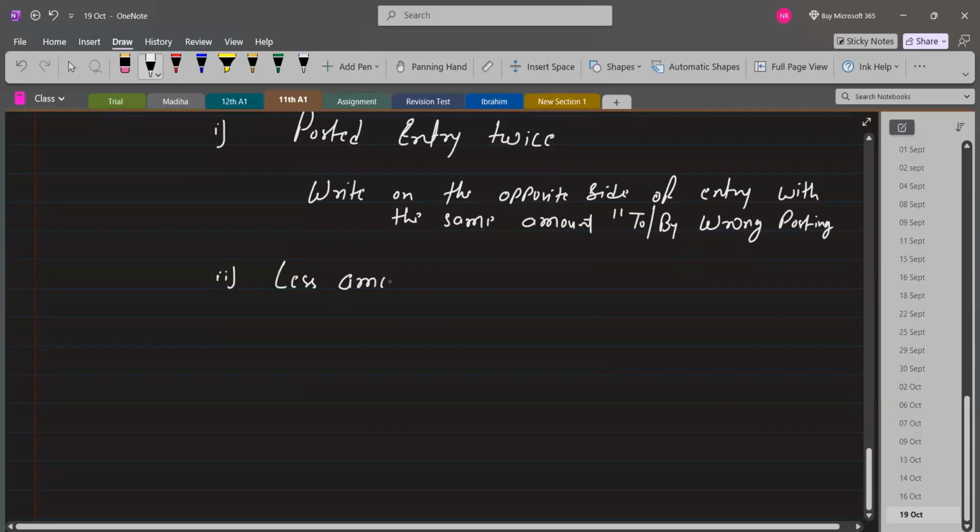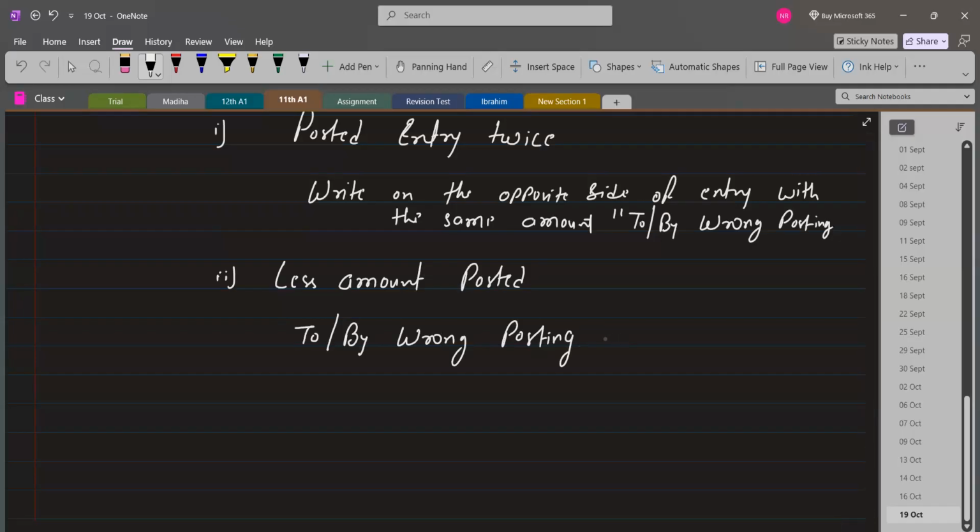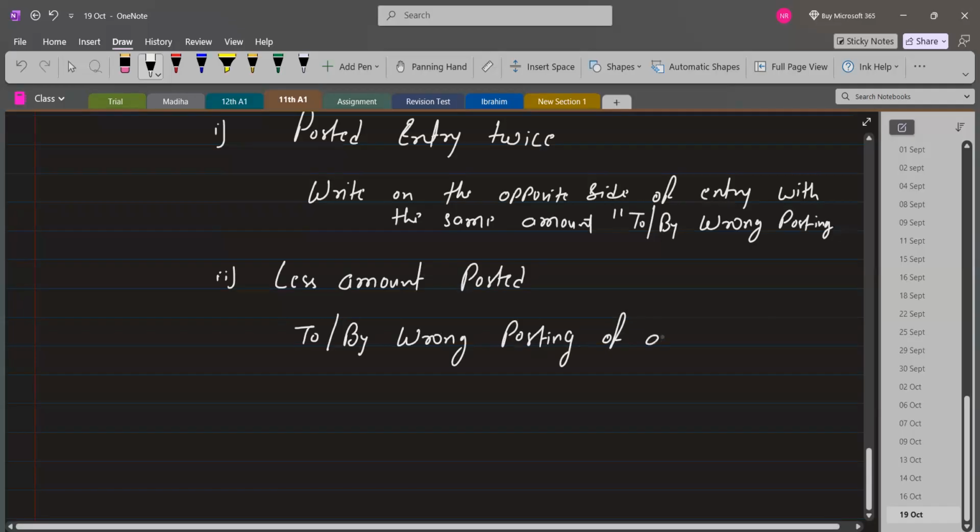Less amount posted, then to or by wrong posting on the same side. If the amount you have written is less, then you have to write on the same side, wrong posting of amount.